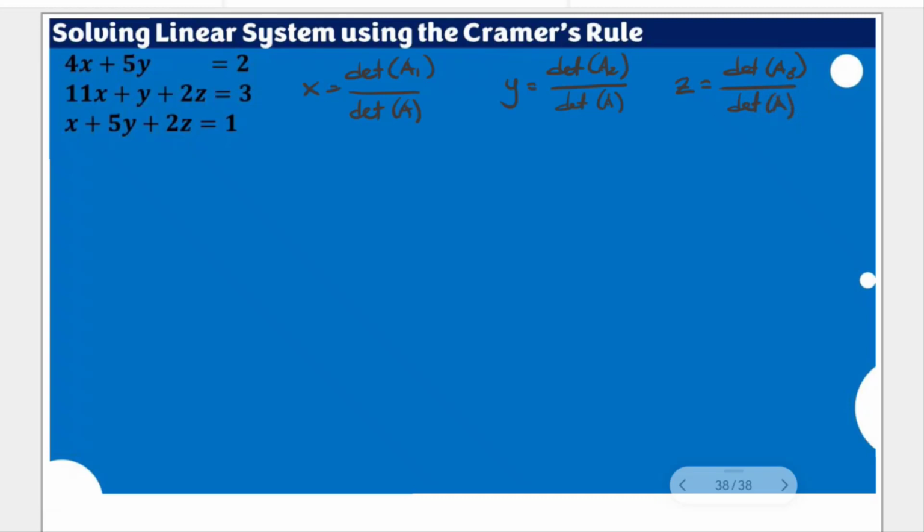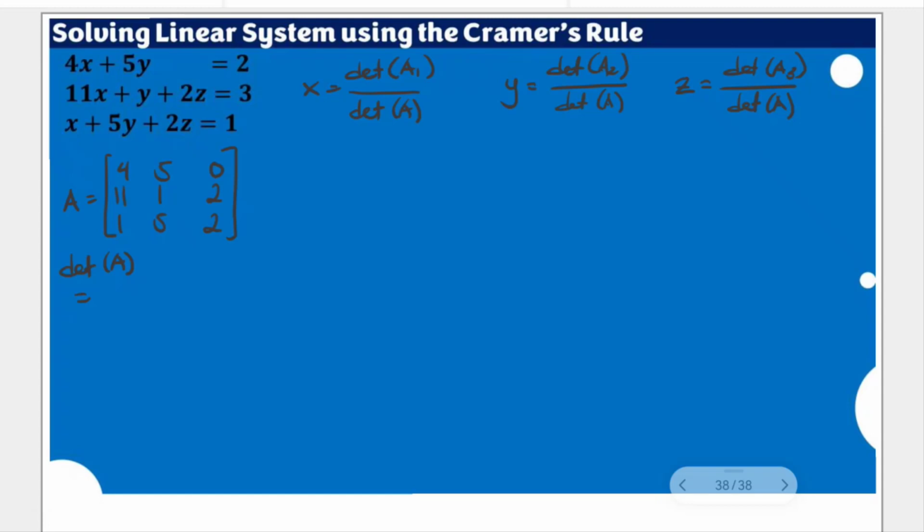This means we need to create a matrix A from this given linear system, excluding the constants. A sub 1, A sub 2, and A sub 3 will be discussed a little bit later. So let's start with A. A is a 3 by 3 matrix containing the coefficients of the variables. We have 4, 5, 0. We have 11, 1, and 2. We also have 1, 5, and another 2. This is your A.